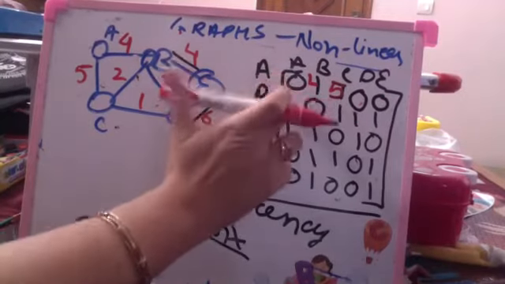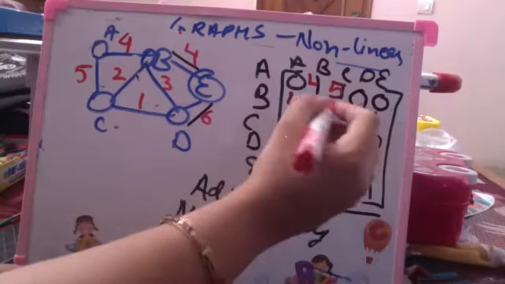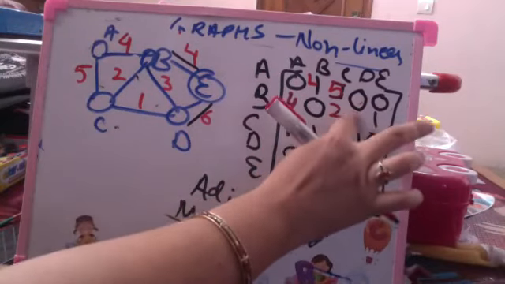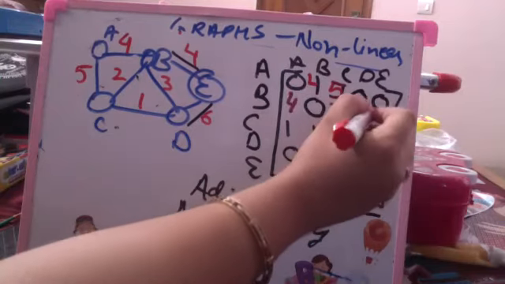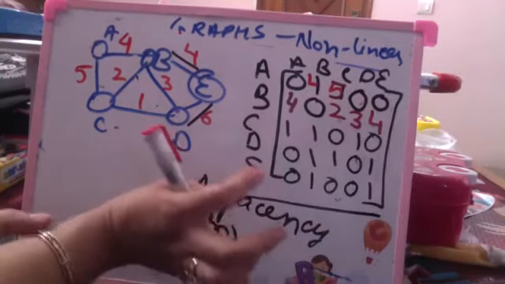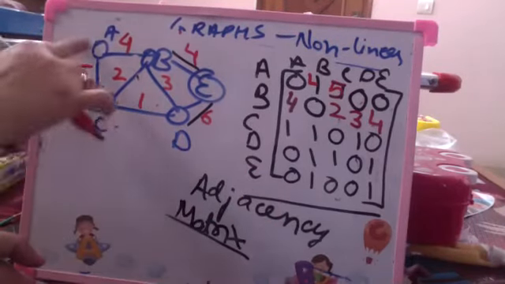A to B again becomes 4. B to C becomes 2. B to D becomes 3. B to E becomes 4. Are you all able to understand how this is happening? C to A becomes 5.